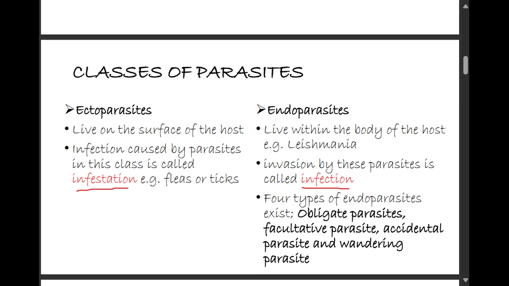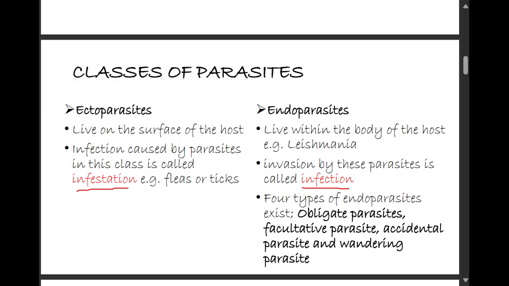Now we have four types of endoparasites. So these four types of endoparasites include obligate parasites. We have obligate parasites.